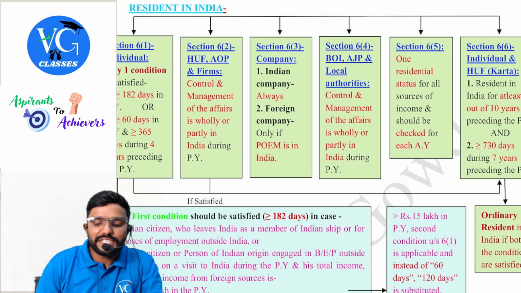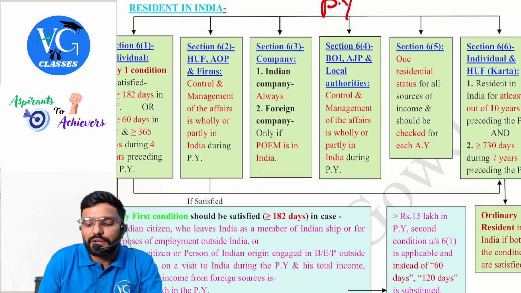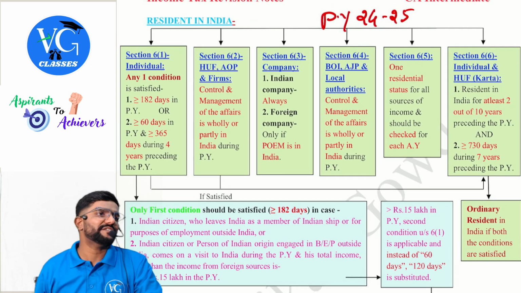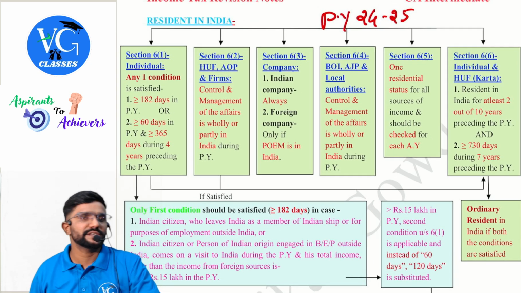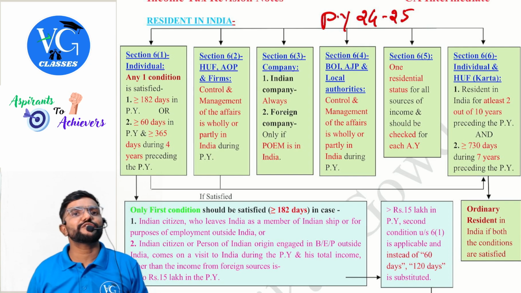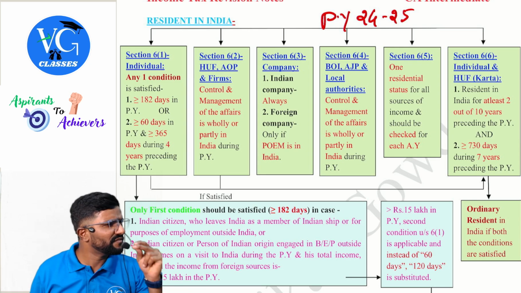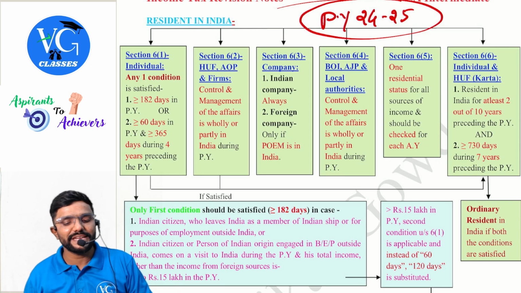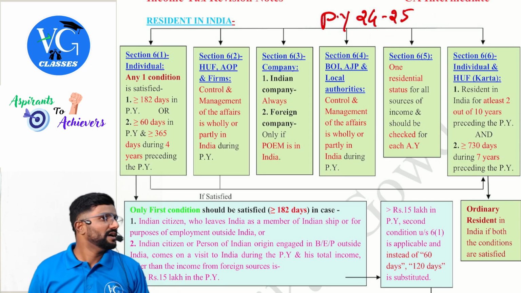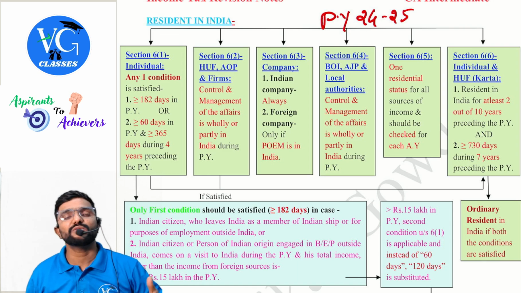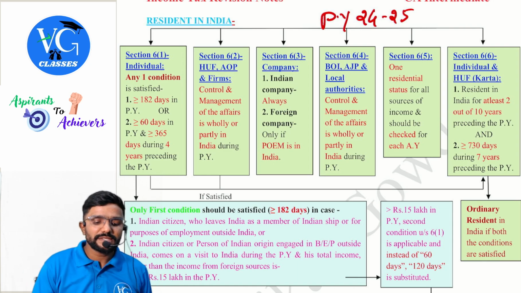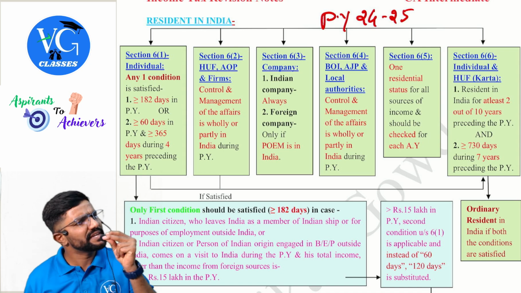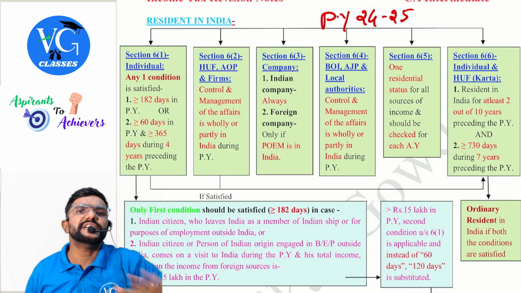Guys, we are deciding the residential status for which year? Previous year 24-25, or assessment year 25-26. For deciding the residential status of an individual for previous year 24-25, the first thing we have to see is, sir, in our previous year, how many days he or she was in India? Section 6 subsection 1 gives two basic conditions. If an individual satisfies any one of these, he will become resident in India.